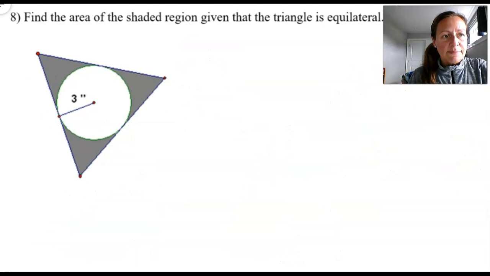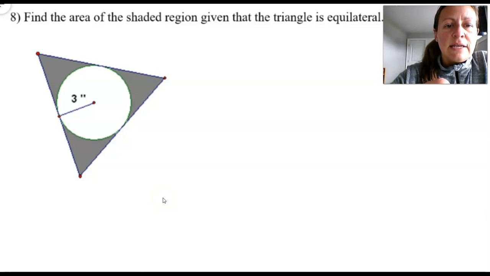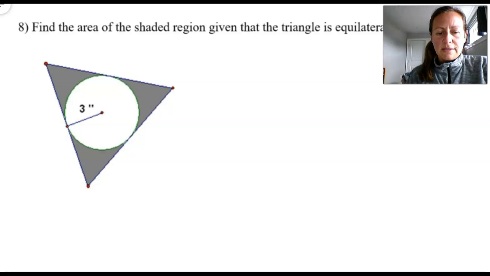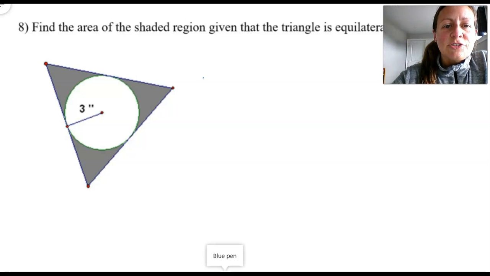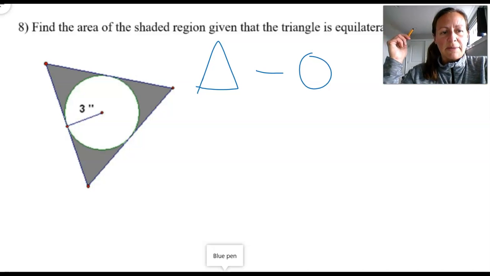All right, our last example today, number 8. Now we are finding the area of a shaded region where the triangle is the big shape and the circle is being cut out from it, because we just want the shaded region. So the model for this is basically triangle area minus circle area.